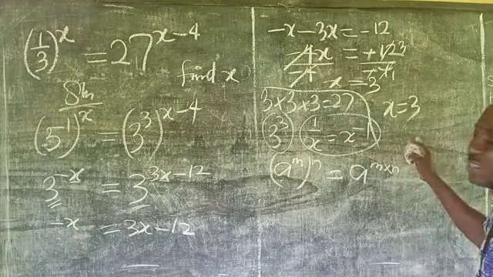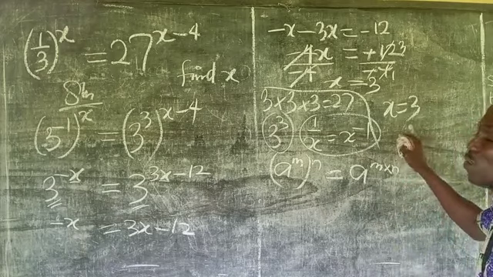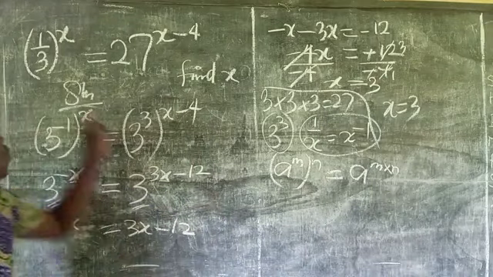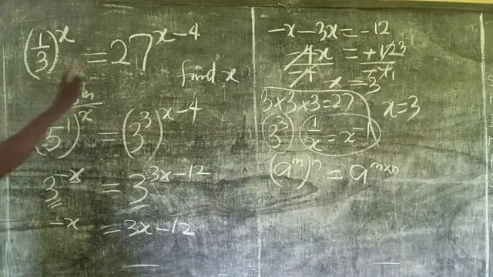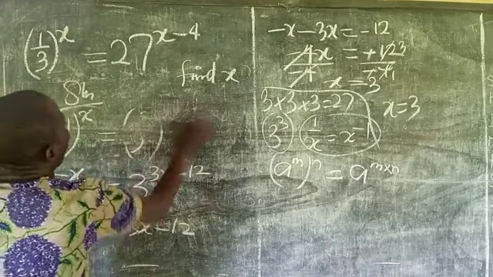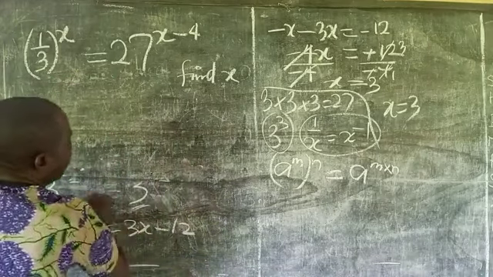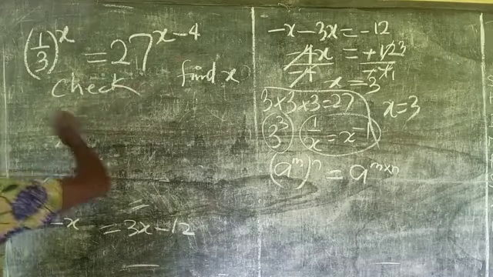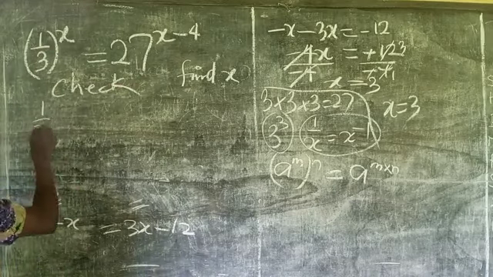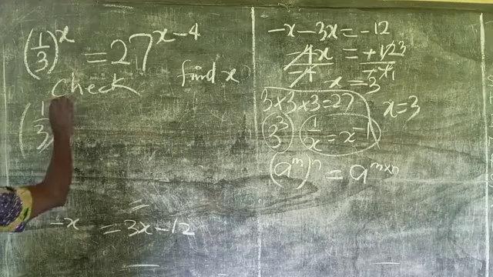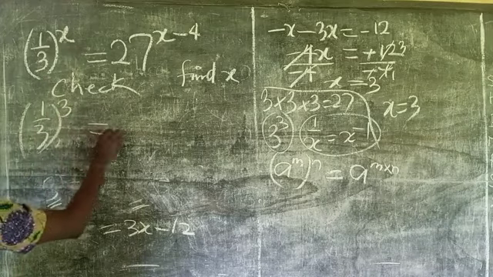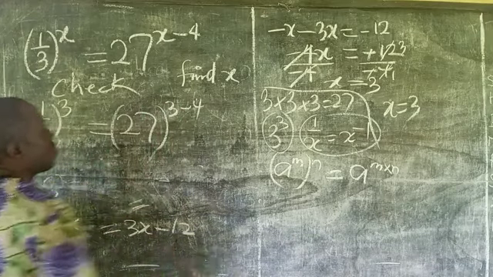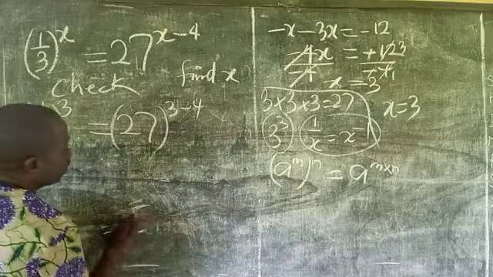But we can verify if we are correct. How? Because this value, x equals 3, must satisfy the equation. If we put in 3, the right hand side of the equation must be equal to the left hand side. Let's check. Here we have (1/3)^x with x equal to 3, so (1/3)^3, equal to 27 raised to power 3 minus 4.